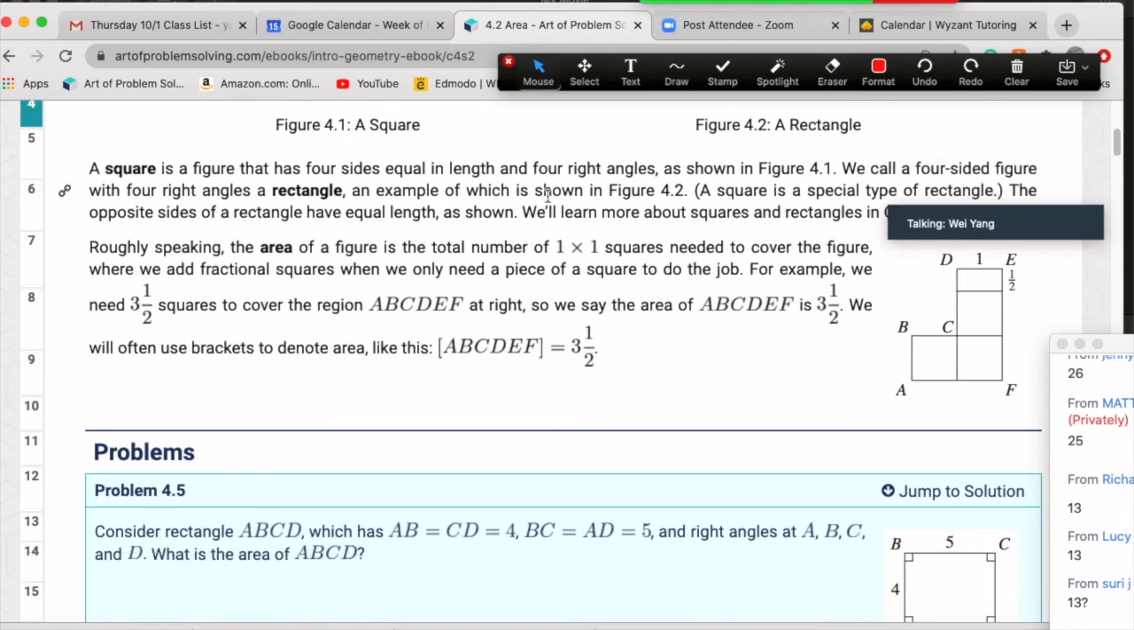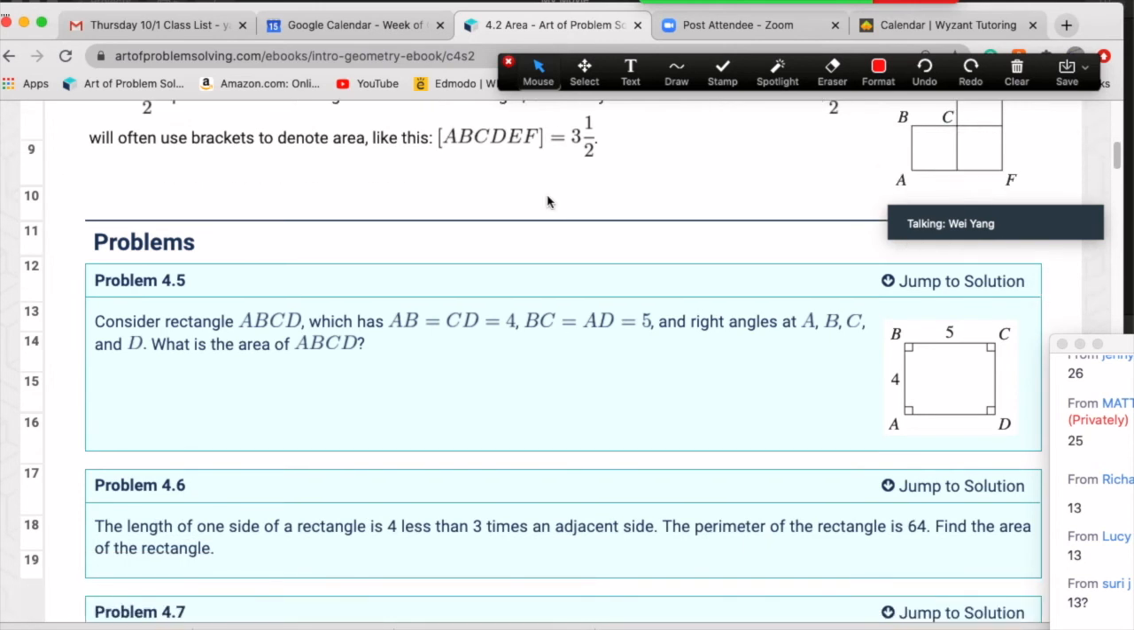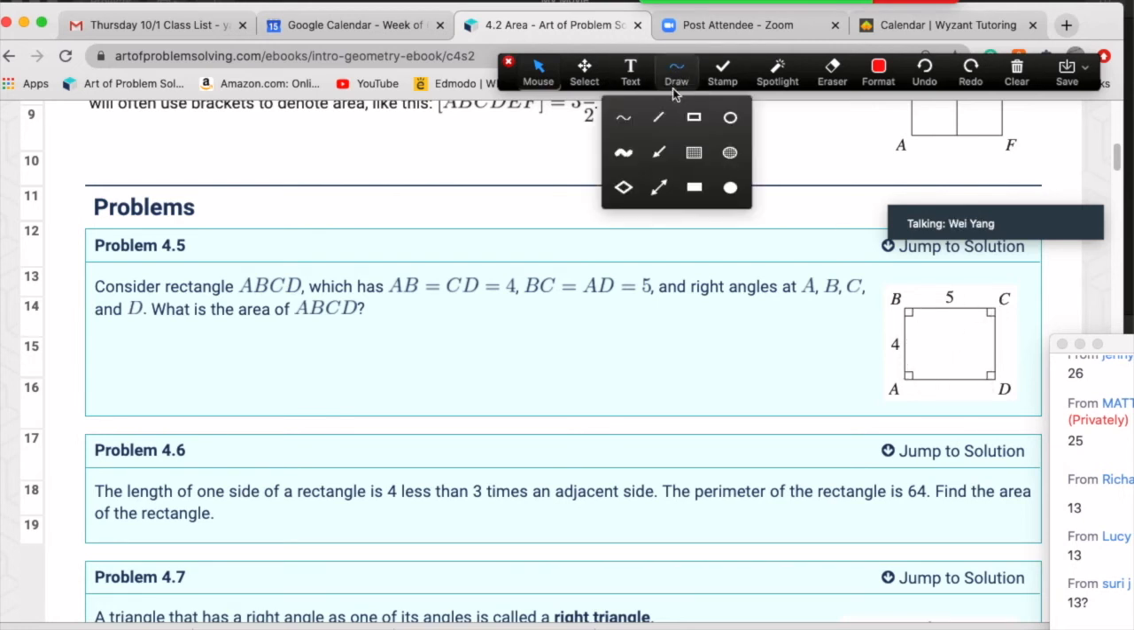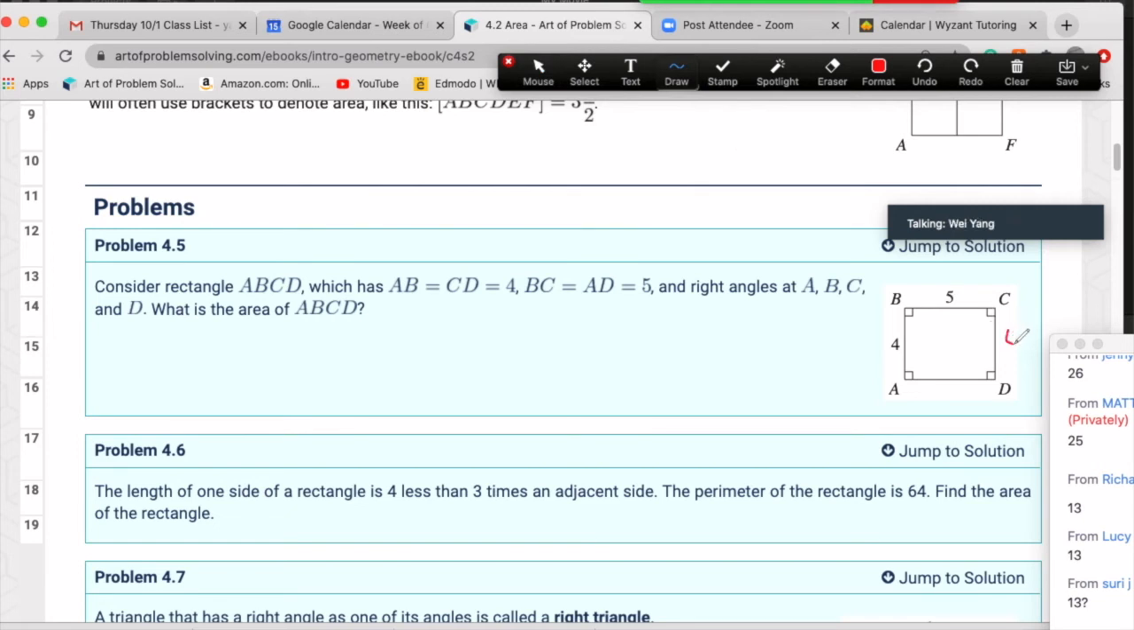Now, let's see this problem, 4.5. In this problem, we have a rectangle ABCD. AB equals CD equals 4. Okay, this one's a rectangle, so that means AB should equal CD. And BC equals AD equals 5. Now, the angles A, B, C, D, these four angles are right angles. Then they ask you, what is the area of ABCD?